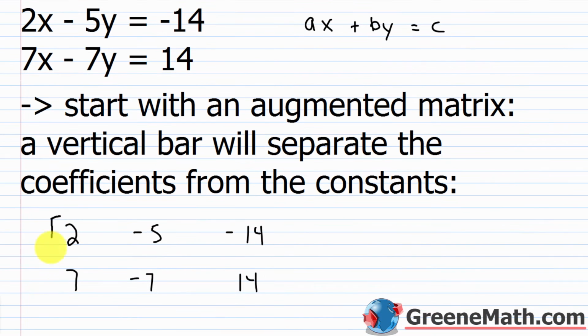Now I'm going to put my brackets here. And with the augmented matrix, we use a vertical bar to separate the coefficients from the constants. So my coefficients are here, and these are my constants. So I'm just going to put a vertical bar right here. From this information, we can get a solution for x and y. In order to do that, we're going to use these elementary row operations, and there are 3 of them. So let's go ahead and look at that.